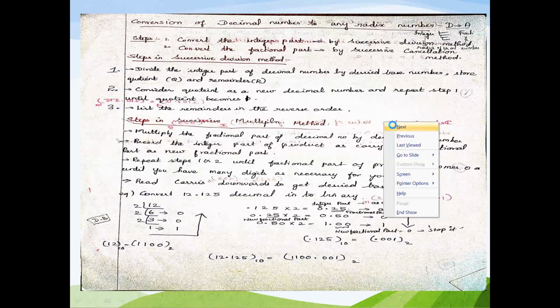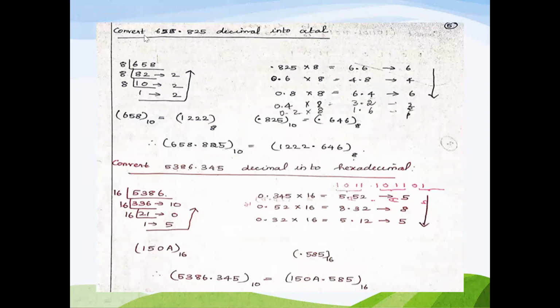Okay, so here the conversion of 658.825 decimal into octal. Decimal to anything means that the power of that radix has to be considered. So for the integer part, successive division by 8, and the answer has to be read in reverse order, hence it will be read as 1222. And the fractional part has to be written, multiplied with 8, and the corresponding procedure followed. The answer has to be read from top to bottom.